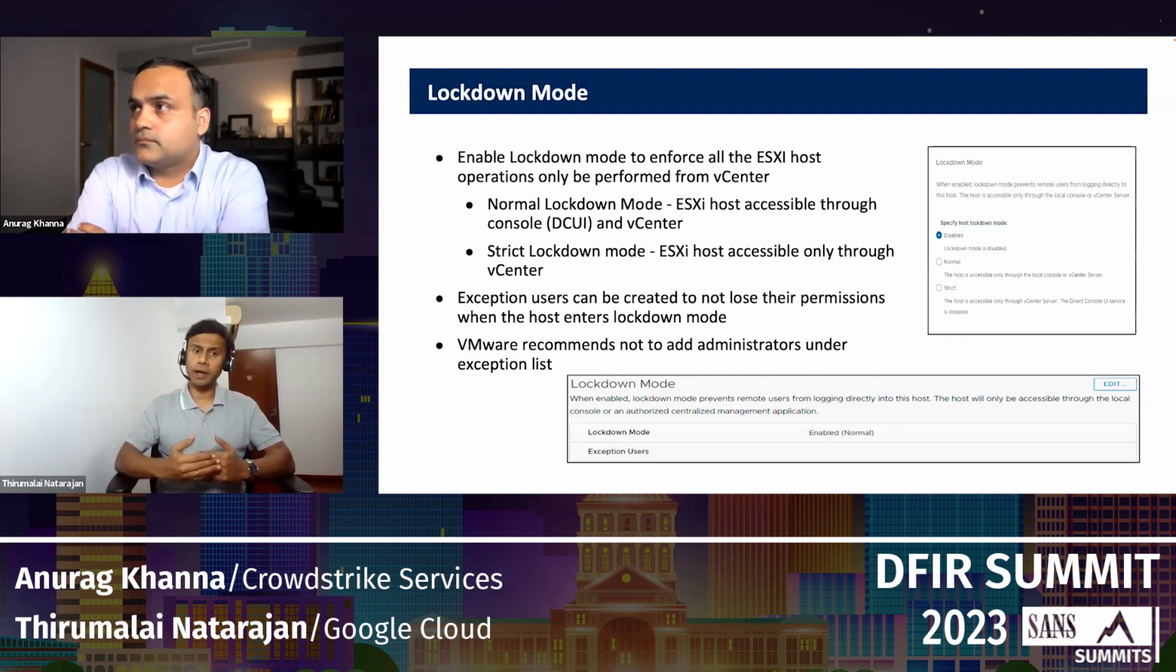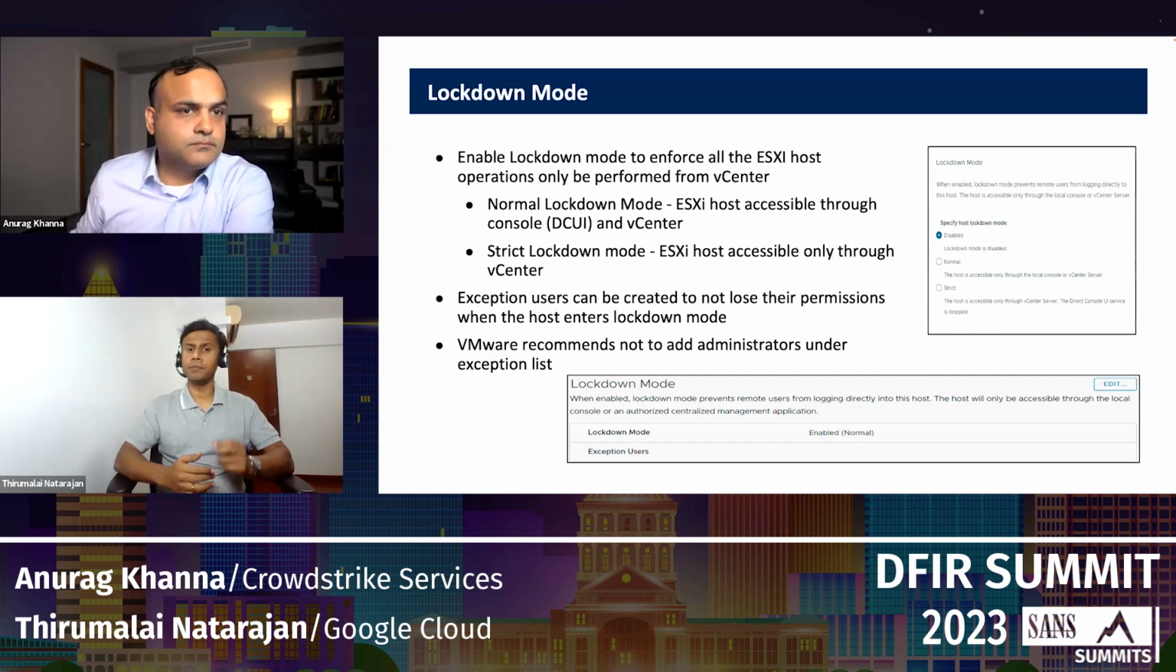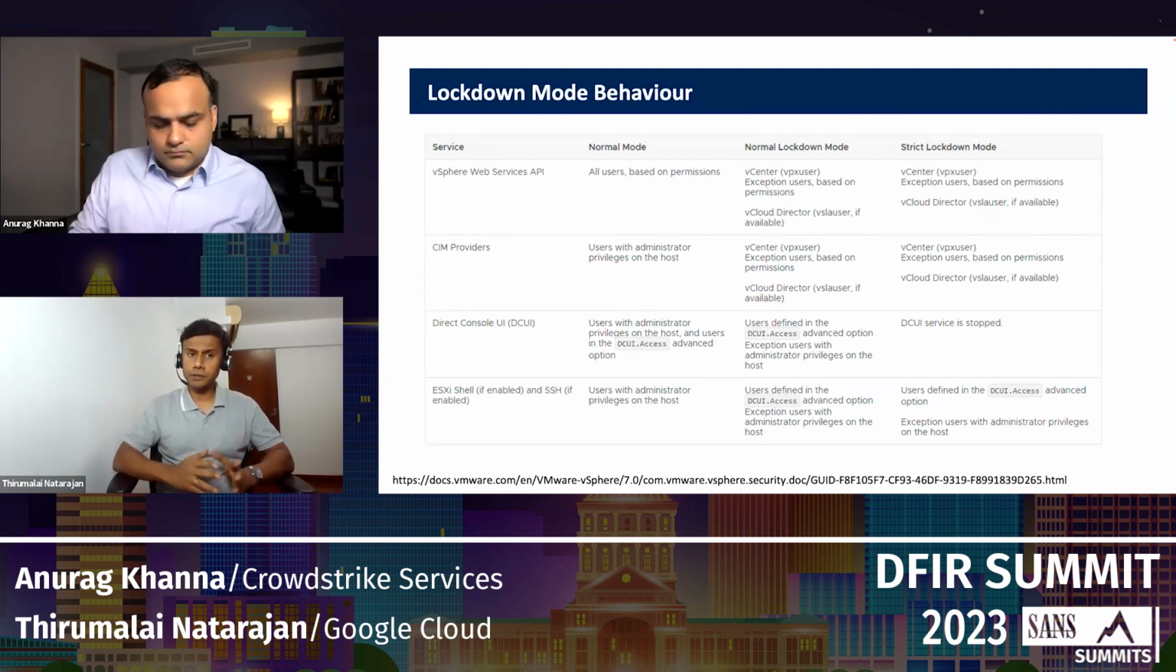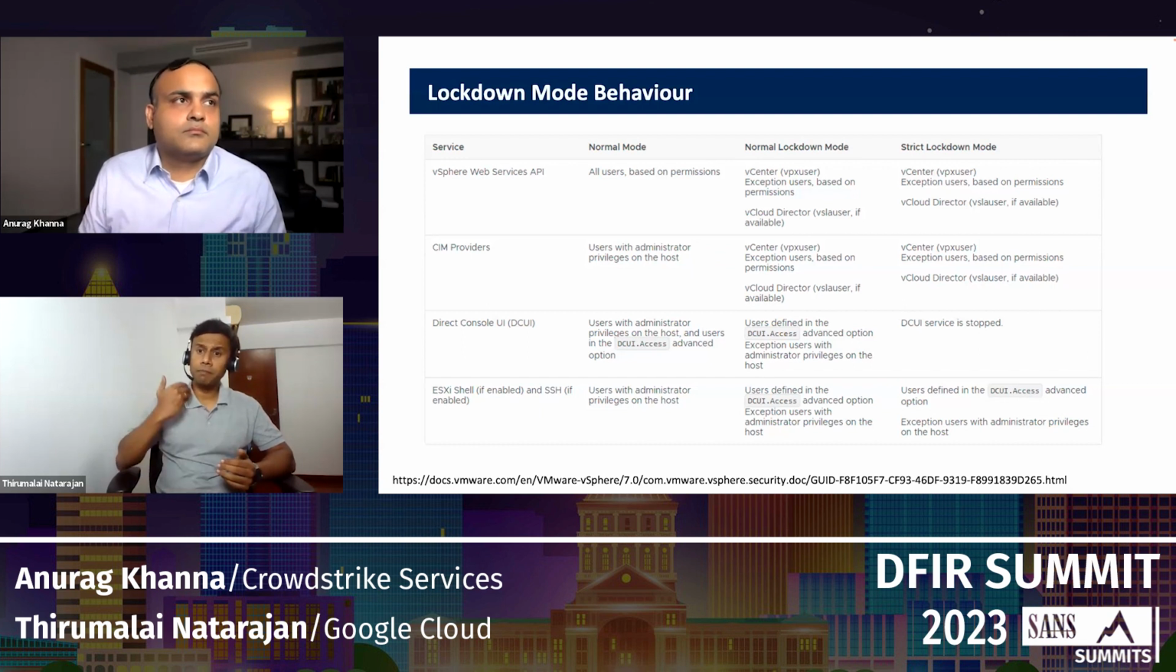And you can also add users to the exception user list so that they will not lose their permission when the host joins lockdown mode. And VMware recommends not to add administrative accounts to these exception lists. We have taken this snapshot from the VMware website. So this clearly explains the lockdown mode behavior. And this table lists out user accounts that have access over different services based on the ESXi host that joins the lockdown mode.